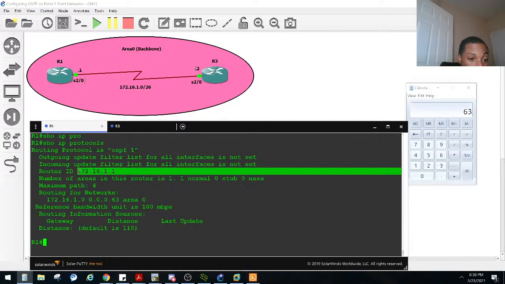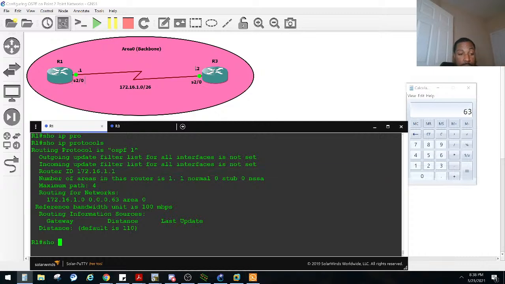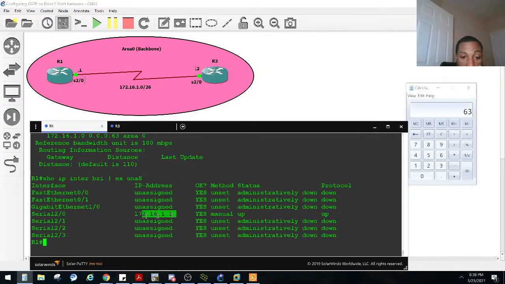Here's our router ID. The router ID is determined by the highest IP address that is on this router. There's only one IP address on this router. We do show IP interface brief and exclude unassigned. There's only one IP address here, and it was that one right there. So that becomes our router ID. If there was another router participating in OSPF with a higher number, like 192.168 something, then that would be the router ID. It's usually the highest loopback first, and then the highest IP address. In this case, we only have one IP address on it, so that's going to be the router ID.